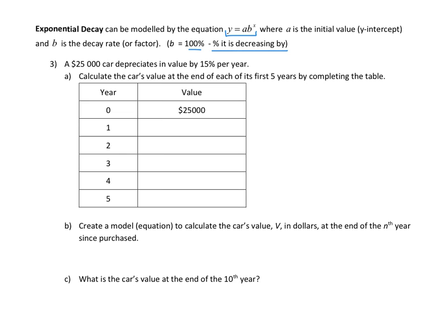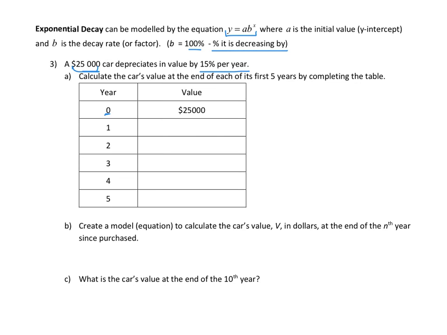All right, here we're going to actually do some individual calculations, and then we'll create the model or the equation for this. So calculate the car's value at the end of each of its first 5 years by completing the table. So we start with a $25,000 car and then have it depreciate in value by 15% per year.